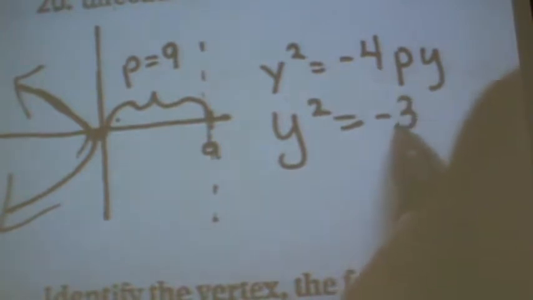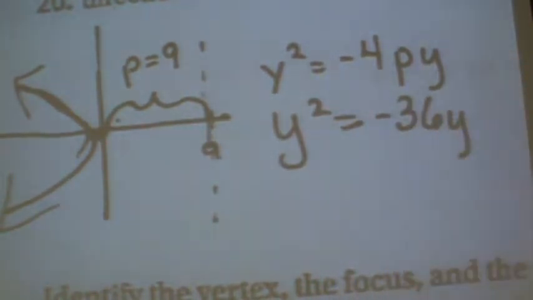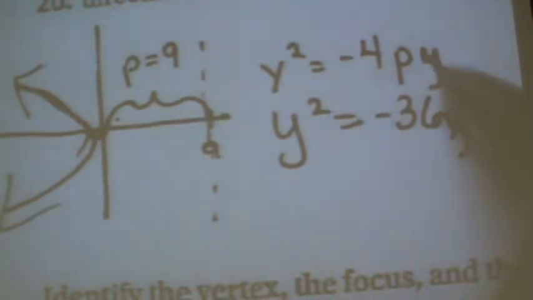So is this going to be a y squared or an x squared problem? Y squared. Is it a +4 or -4? Negative. And what did we say p was? So what do you have? Negative 36x. Whoops, what do I have messed up? This should be an x. -4px, which should be y squared equals -36x.